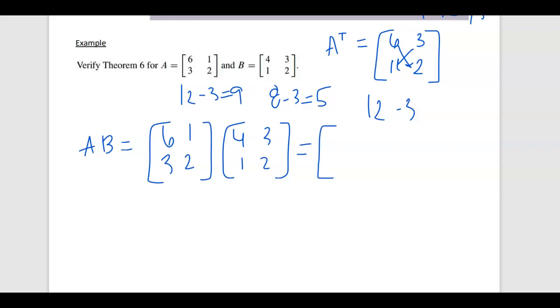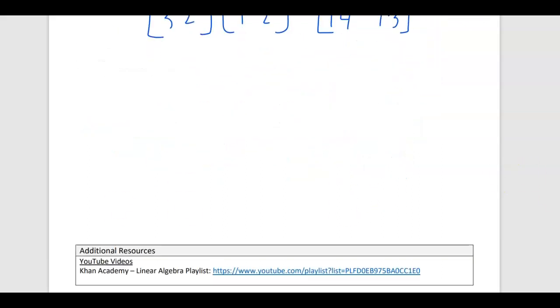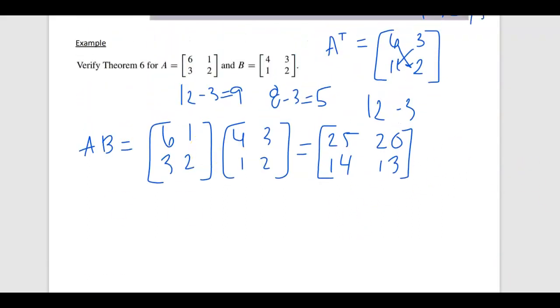is 24 plus 1, 25. 18 plus 2, 20. 12 plus 2, 14. 9 plus 4, 13. Oops, so sorry.